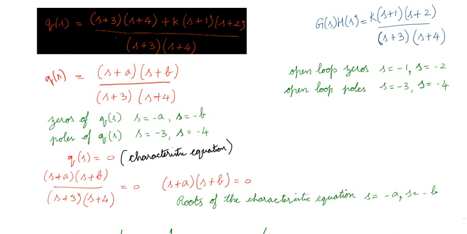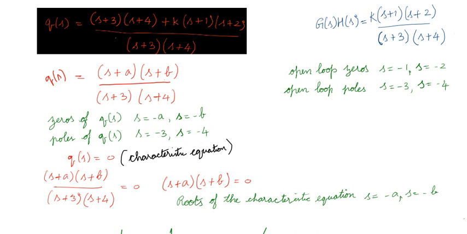Now here I have written the open loop transfer function from the previous slide. Now we observe this. What are the open loop zeros? s is equal to minus 1, s is equal to minus 2. What are the open loop poles? I equate the denominator equal to 0, thereby I get s is equal to minus 3, s is equal to minus 4. These are my open loop zeros and open loop poles. Now here I am equating the numerator equal to 0. I get the zeros of Q(s), that is s is equal to minus a, s is equal to minus b. Then if I equate the Q(s) denominator equal to 0, I get s is equal to minus 3, s is equal to minus 4.